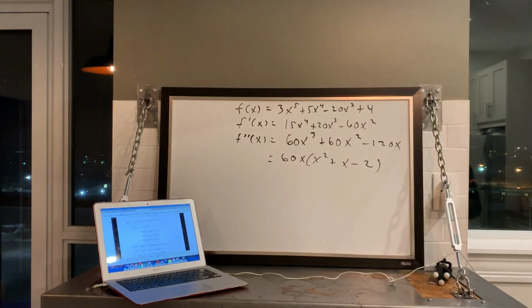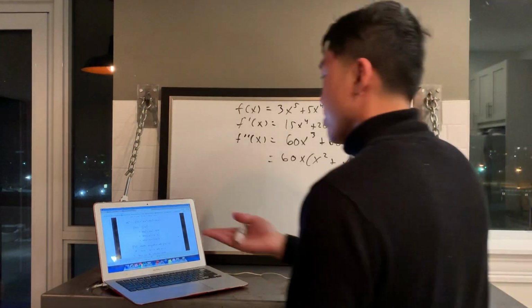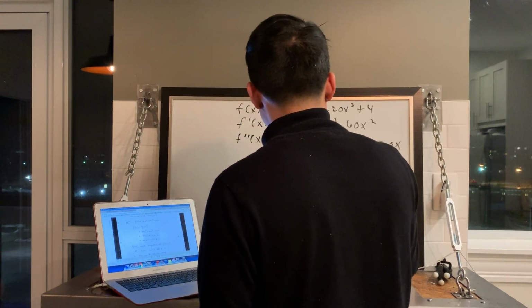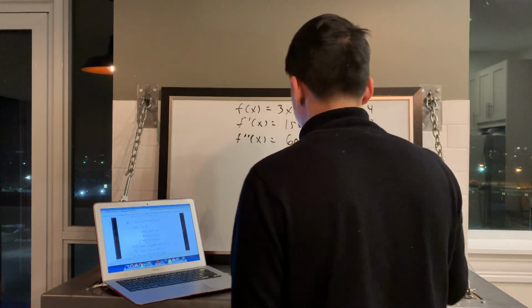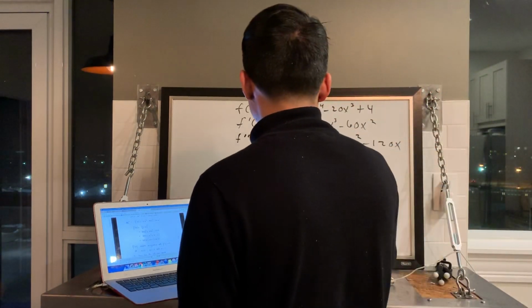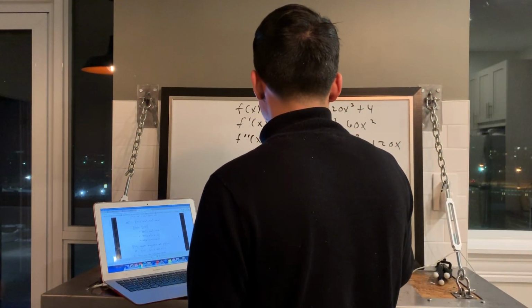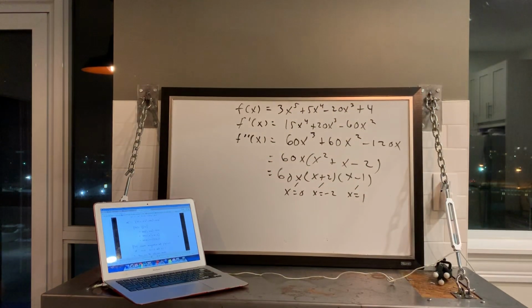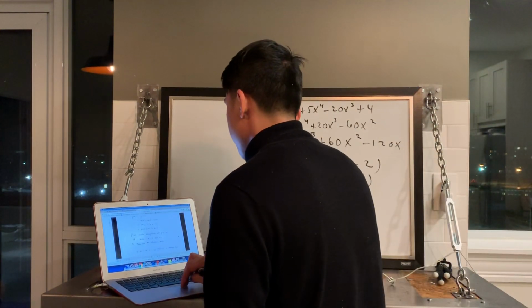Product of -2, sum of 1. I'm just going to cheat a bit and look at my notes here. x plus 2, x minus 1. So what values make the second derivative 0 or does not exist? x equals 0, x equals -2, and x equals 1. Well, indeed, it's a polynomial, so there are no discontinuities. Polynomials are indeed continuous, so there's nothing that makes the second derivative not exist.